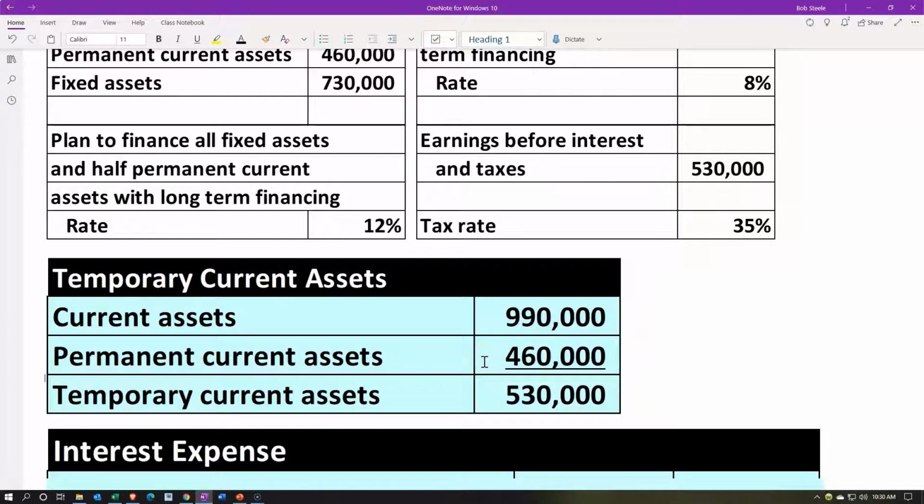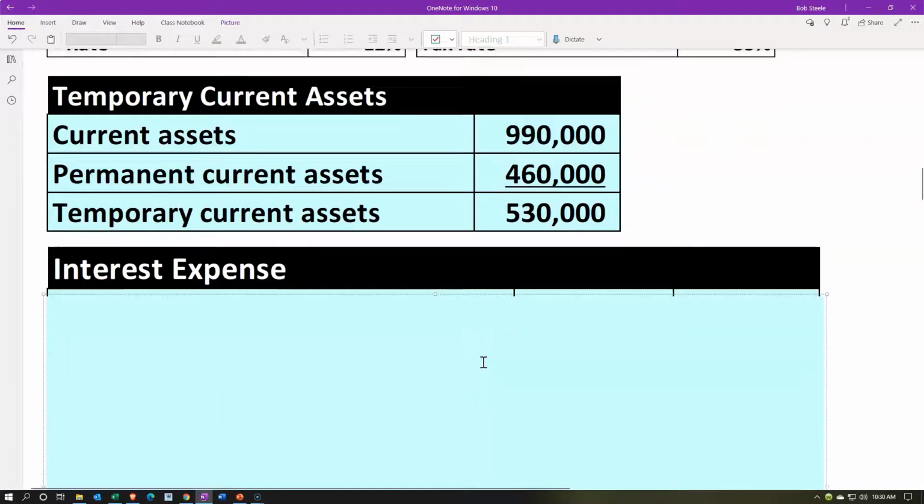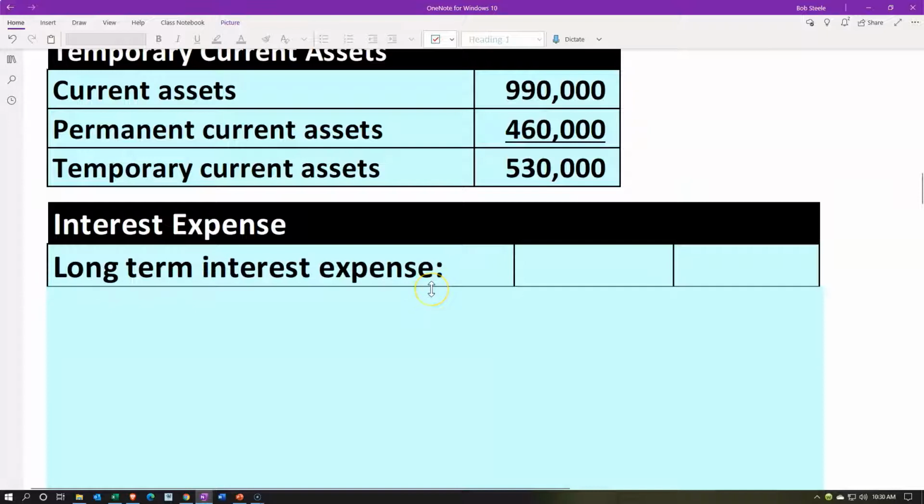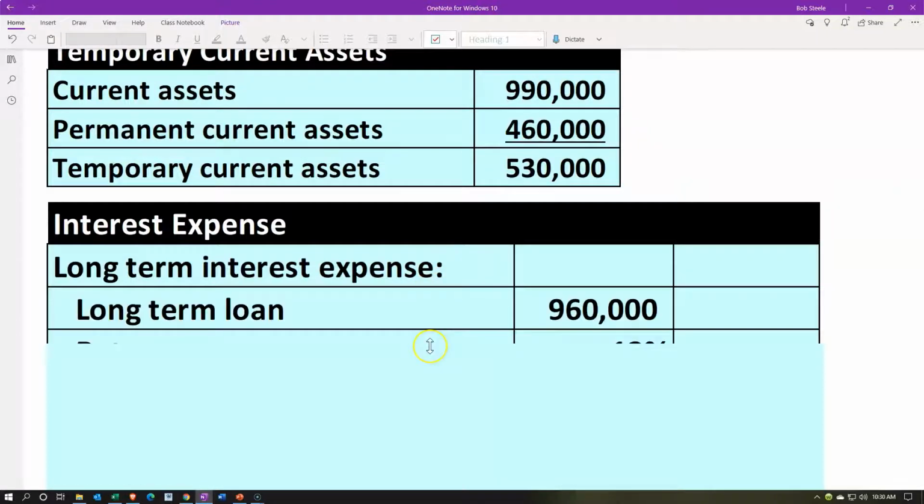Now, remember, in practice, we would have the total current assets from the balance sheet, and we would have to then break out and figure out what we believe to be the permanent current asset portion and the temporary current assets, looking at the common or the baseline that has been set basically in the past, most likely, to figure out what we think is going to be a constant or what we think could be the baseline for the current assets. Then we have the interest expense. So interest expense can then be calculated. We have the long-term interest expense is going to be the loan for the long term.